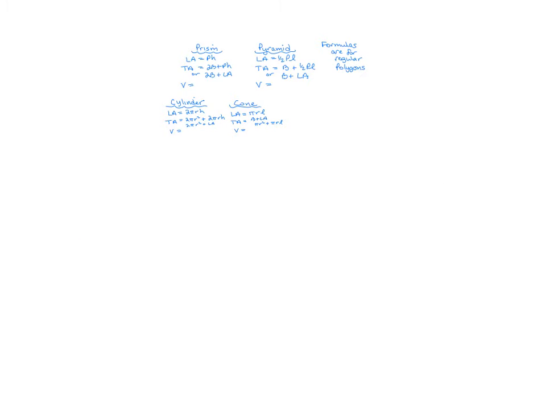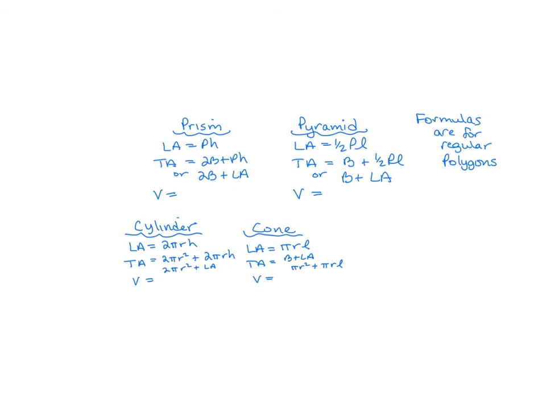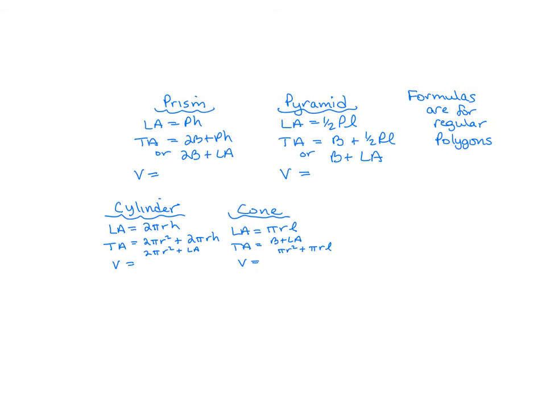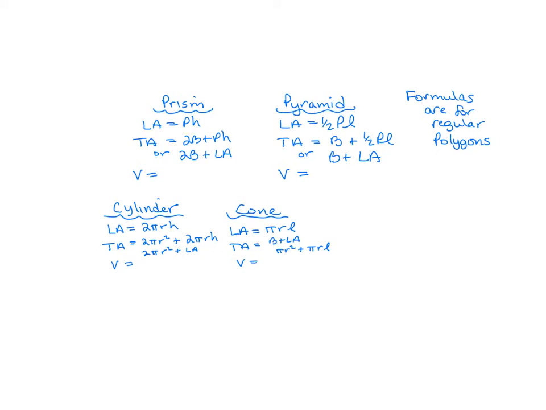All right, now for the test, I highly recommend that you start creating a running list of formulas. So far, we've learned how to find the lateral area and the total area, or remember, total area is also known as surface area. So far, we've done prisms, pyramids, cylinders, and cones.